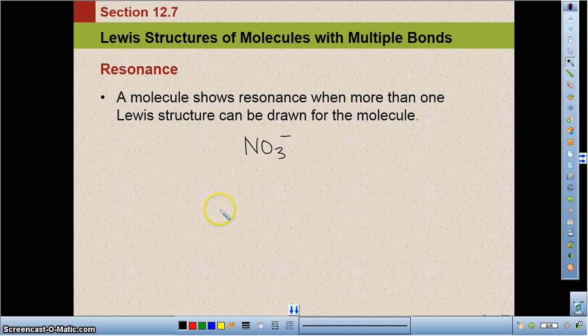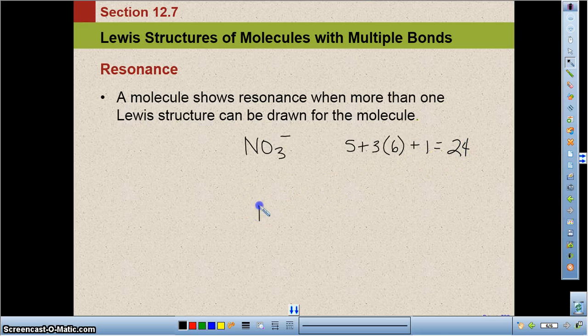First of all, we need to know how many electrons we're dealing with. Nitrogen's in group 5, so it has 5 valence electrons. There are 3 oxygens in group 6, which has 6 valence electrons each. And this has a -1 charge, and that tells us that it gained an electron. So we have to account for that 1 electron that's been gained to make this nitrate ion. The total number of electrons we're dealing with will be 18 plus 5 is 23, plus 1 is 24 electrons that we need to deal with.